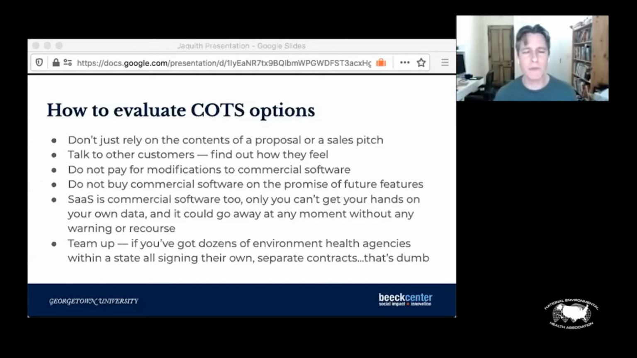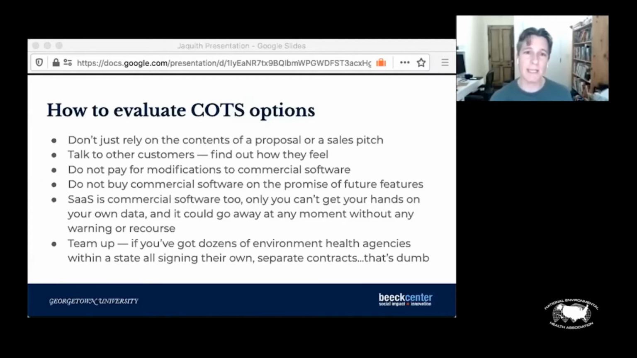The third: never pay for modifications to commercial software. That is the equivalent of renting a house and then paying to build a new wing on that rental house. You are paying for something you don't own. That's even assuming that they can make those modifications. Again, we're right back to the sales staff promising things that may not be carried through technologically. But you don't own it, so don't pay to have it modified, it's just throwing away money.